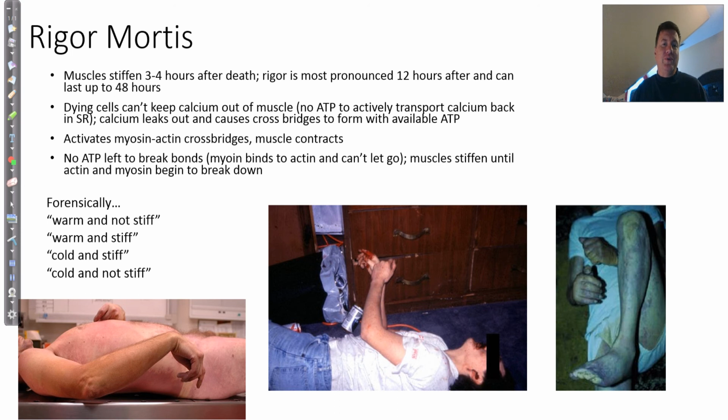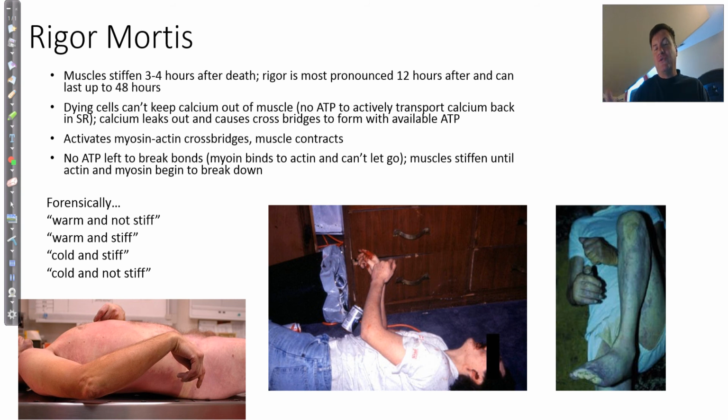This is important forensically because it helps us establish time of death. If someone discovers a body that is warm but is not stiff, that is, the body still has its temperature but hasn't gone into rigor, we can tell that they've probably died in the last hour or two. However, if they're warm and yet stiff, they've gone into rigor. So now the time of death is going to be later. It could be probably 5, 6, 7, 8 hours.